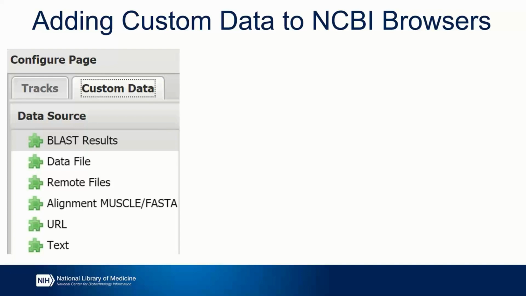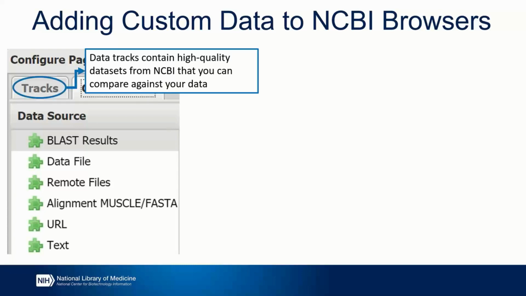This image is a cropped panel of the configure panel in Sequence Viewer, which you'll use to add different data in the form of tracks, which I'll talk about in a minute. But this first tab, the Tracks tab, is basically the source of where all of the NCBI provided data sets are, so that you can compare this NCBI provided data to your own data after you have it uploaded.